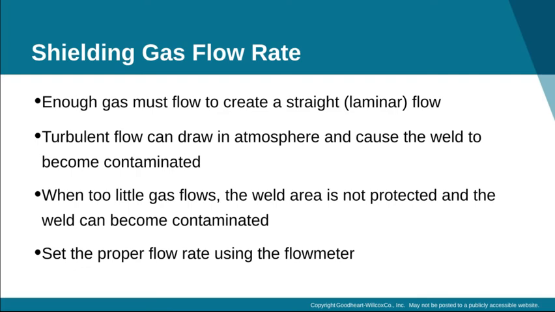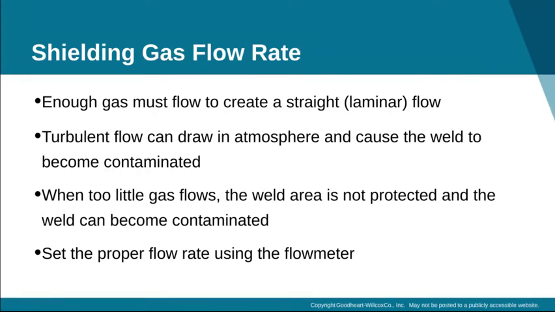Enough gas must flow to create a straight laminar flow. Turbulent flow can draw in atmosphere and cause the weld to become contaminated. When too little gas flows, the weld area is not protected, and the weld can become contaminated. Set the proper flow rate using the flow meter.